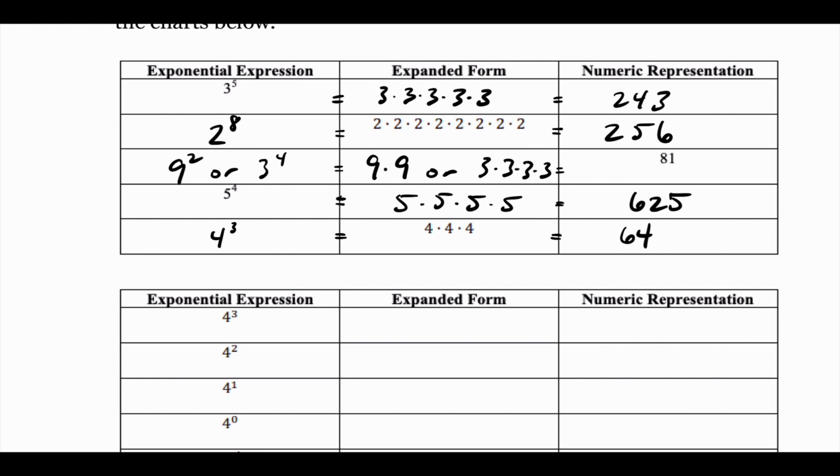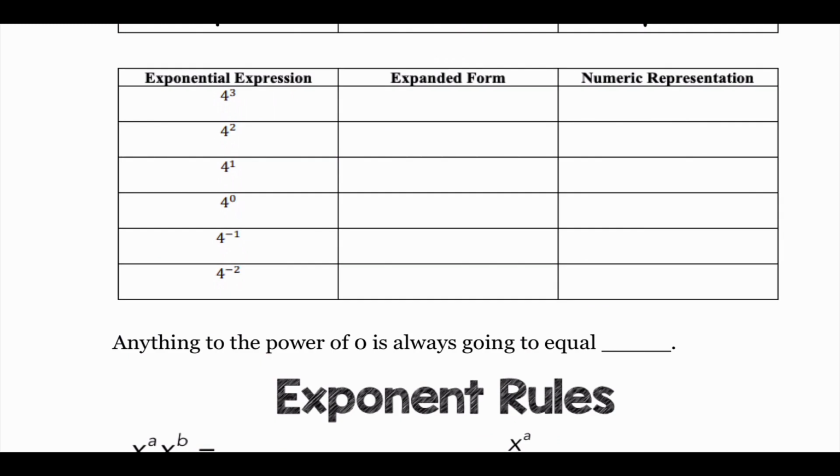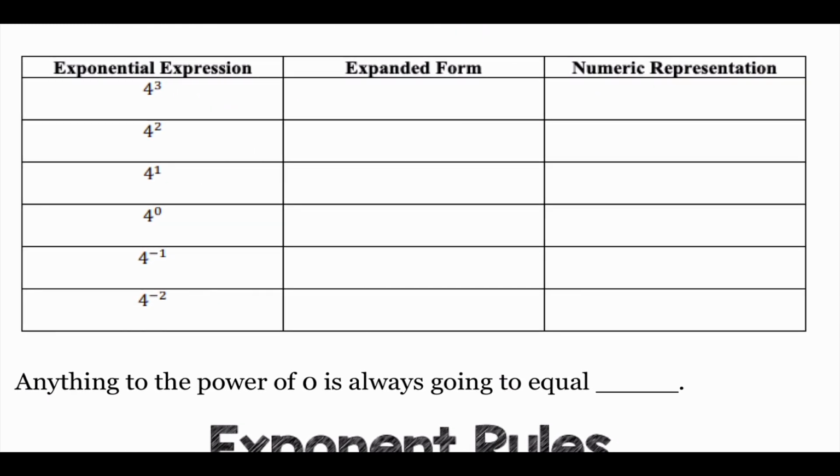So that's what exponents mean. Now we're going to get to more of the rules. So one of the rules we're going to use this table for. So 4 to the 3rd. Look at the pattern here. The base is all the same. 4 is the big number. It's always going to be the big number here.